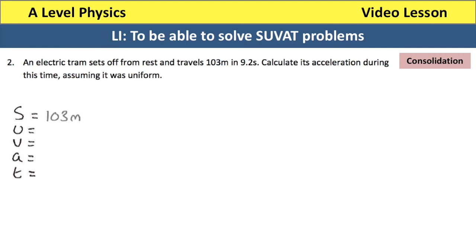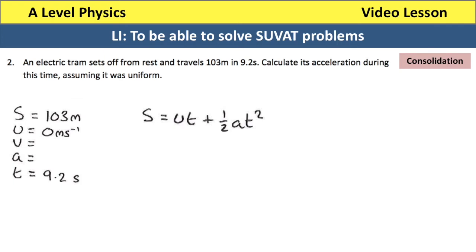It travels 103 metres, so S is 103. Now, because it's starting from rest, U is 0. And then it takes 9.2 seconds to do this, so T is 9.2. We want to calculate the acceleration. So I know S, U and T, and I will want an equation that has S, U, A and T in it. That will be S equals UT plus a half AT squared.